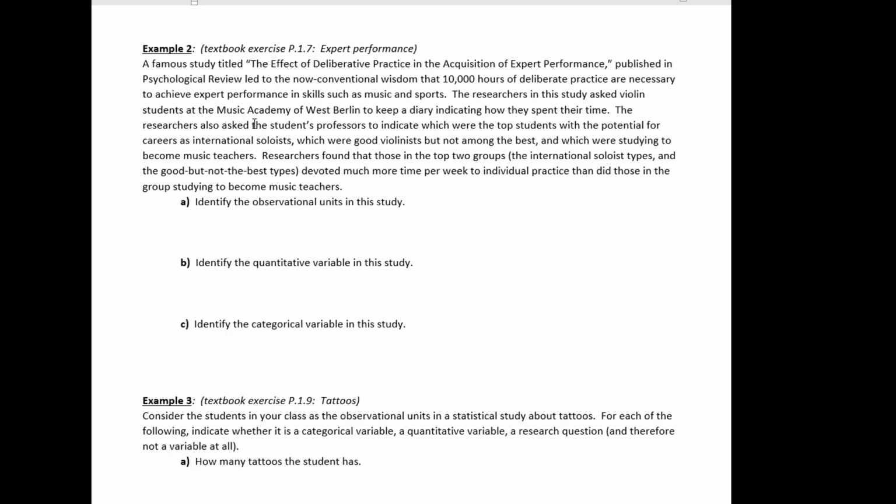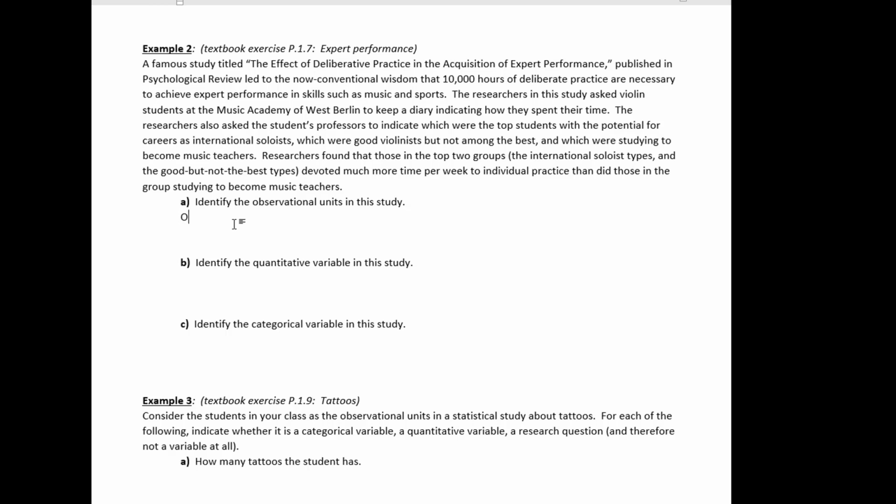The researchers also asked the students' professors to indicate which were the top students with the potential for careers as international soloists, which were good violinists but not among the best, and which were studying to become music teachers. Researchers found that those in the top two groups, the soloist types and the good but not the best types, devoted much more time per week to individual practice than did those in the group studying to become music teachers.